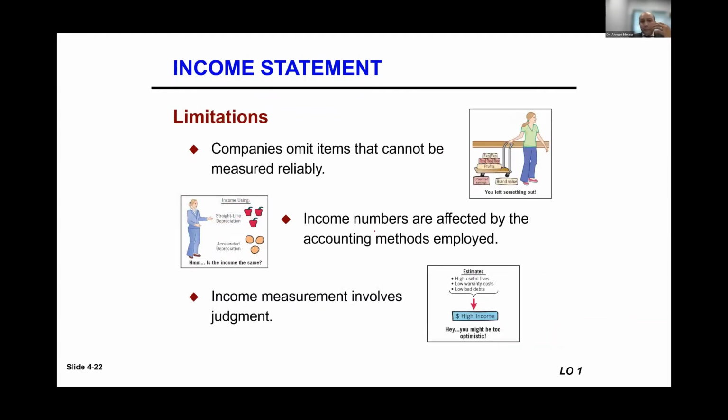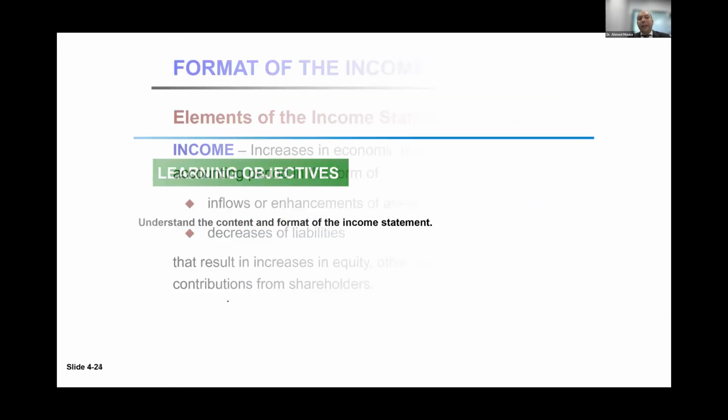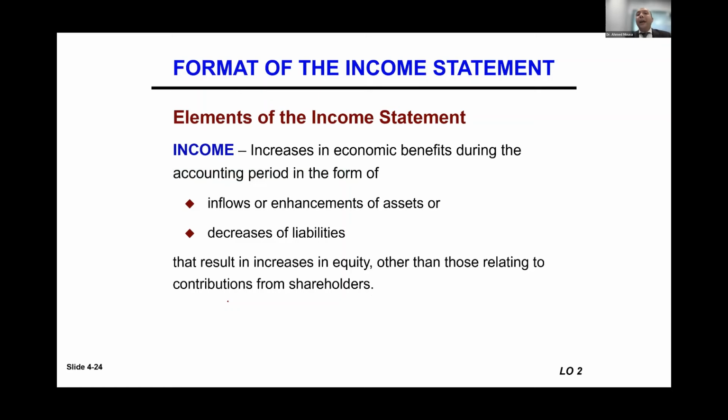Limitations: companies omit items that cannot be measured reliably. So if there are some items that you cannot measure reliably, sometimes the companies omit them. Sometimes it involves judgment because of the depreciation. These are the limitations. But what I would like you to know today is the items of the income statement.